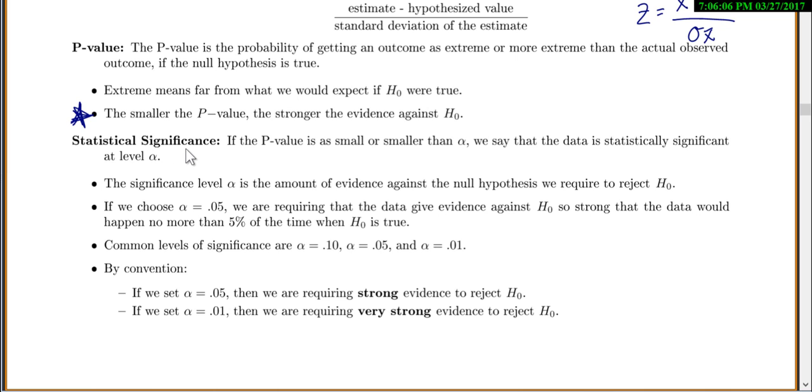And something called statistical significance. If your p-value is as small or smaller than alpha, so a small p-value means that the data is statistically significant. So make a note, this is one of the things you'll want to remember. Small p-value means statistically significant.